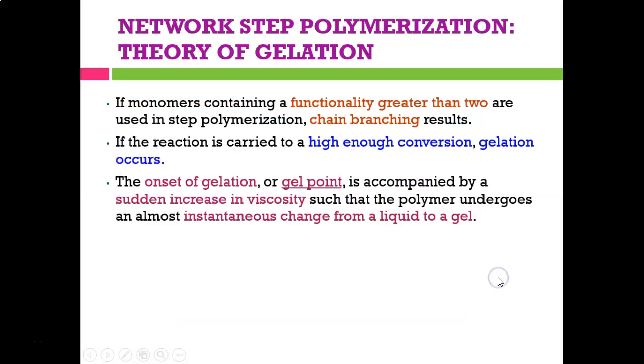So the network step polymerization, which is the theory of gelation, states that if monomers containing a functionality greater than 2 are used in step polymerization, we can always produce a branching polymer. So if the reaction is carried to a high enough conversion, gelation occurs. And the onset of gelation, or we call it the gel point, is accompanied by a sudden increase in the viscosity, such that the polymer undergoes an almost instantaneous change from a liquid to a gel.